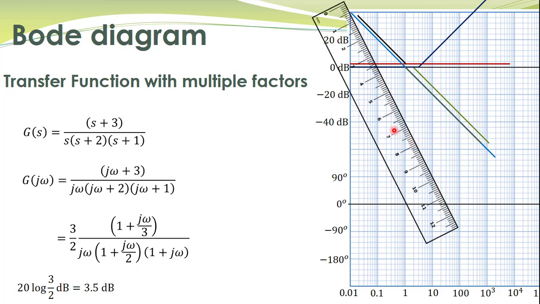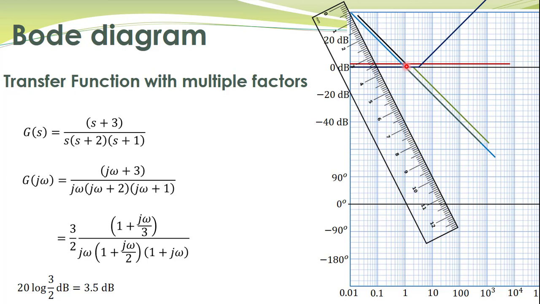So how to draw a line with a slope of minus 40 dBs per decade? You simply orient this scale with that particular slope. From here to here, you have one decade, and in one decade you have a drop of 40 dBs. So the slope of this scale is minus 40 dBs per decade. You simply bring it to this point and draw a line with that particular slope.